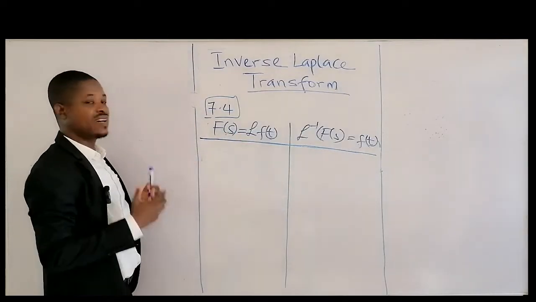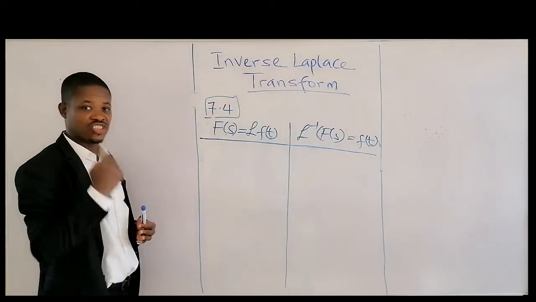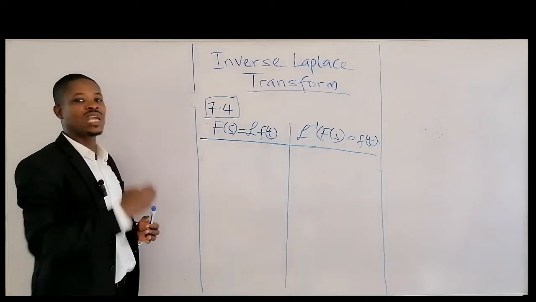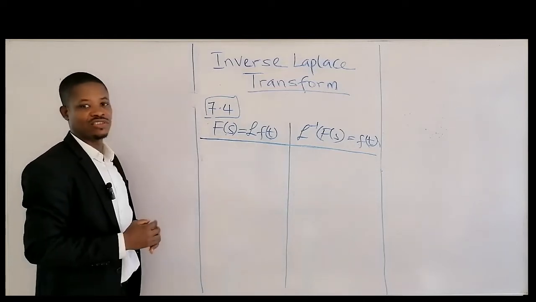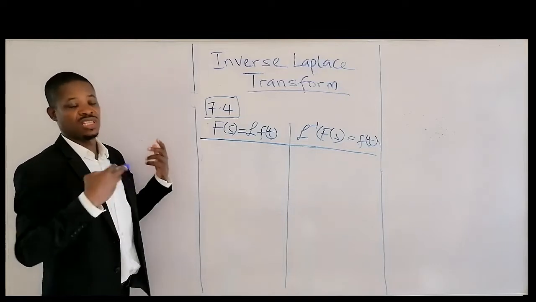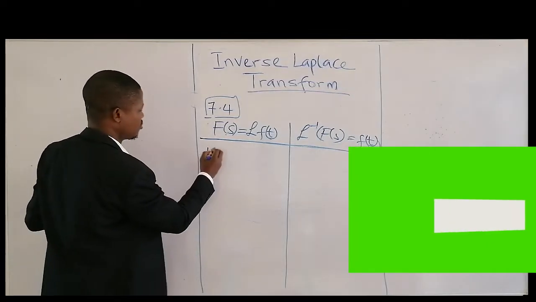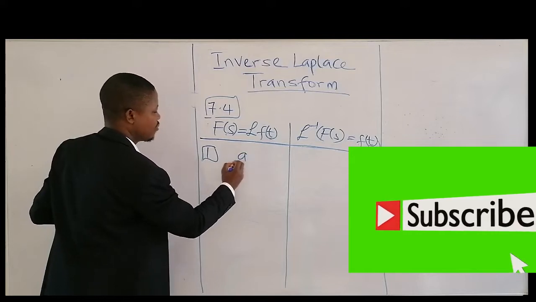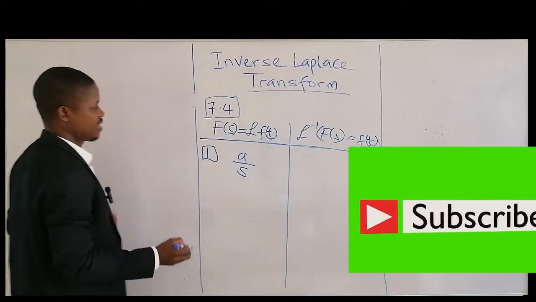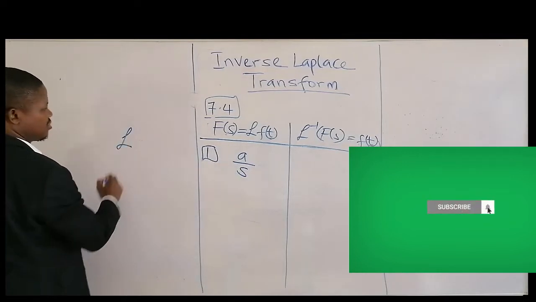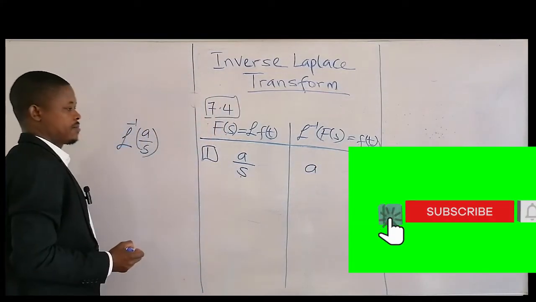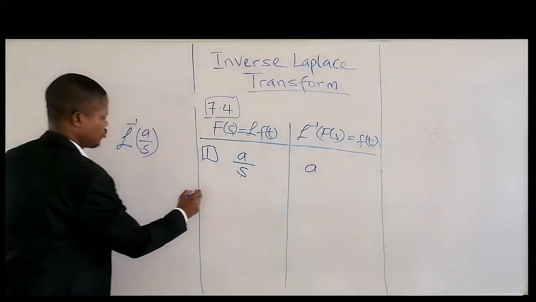See here that inverse Laplace is for fractions. We use it when we have a fraction, a numerator and a denominator, and that is when we use inverse Laplace. The first table we look at is a over s. If you take the inverse of this function, this is equal to a, that will be a, then 2.